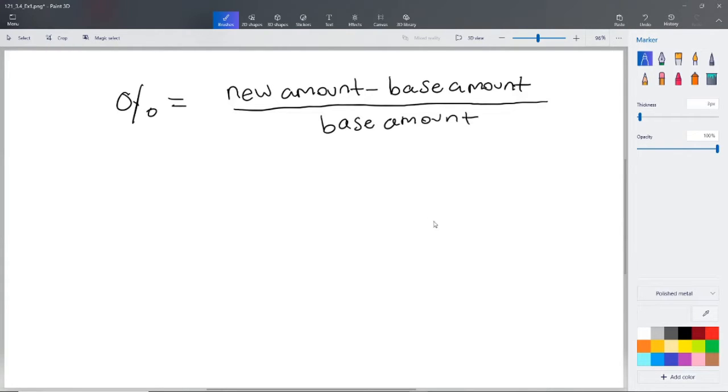So let's put it to the test, shall we? Example 4. Assume that a 12-pack of Red Bull energy drink cost $18.02 in 2010 and $19.58 in 2015. What was the percent of change in the cost of Red Bull over this time? All right, so we have the new amount, which was $19.58, subtracting our base amount, which was the first amount they gave us, $18.02. And then we're going to divide the whole thing by $18.02.